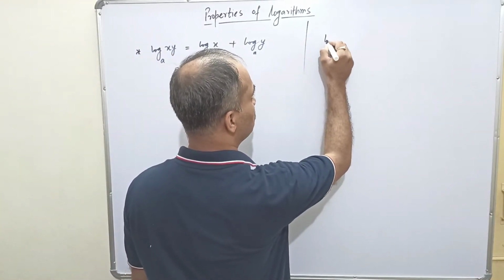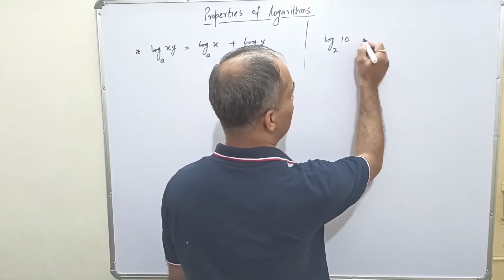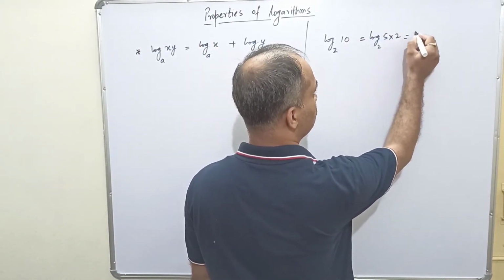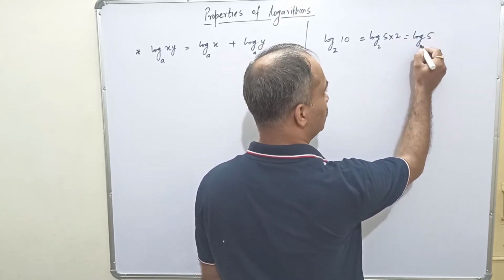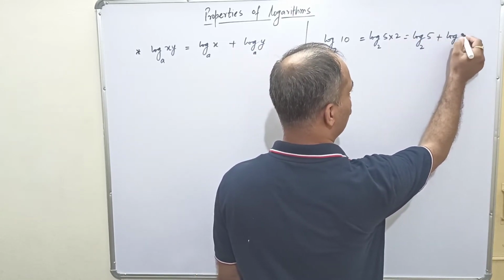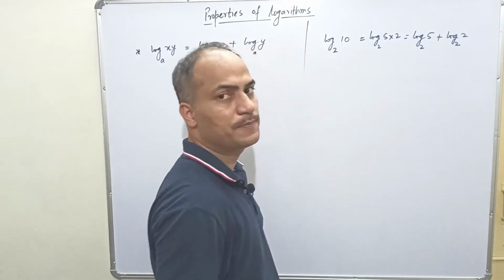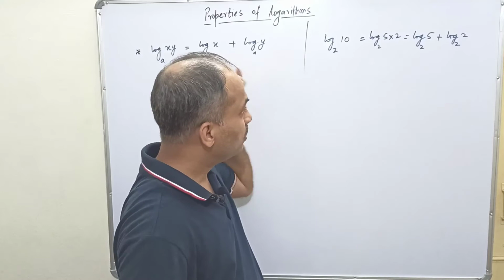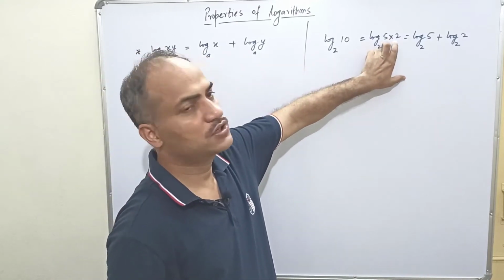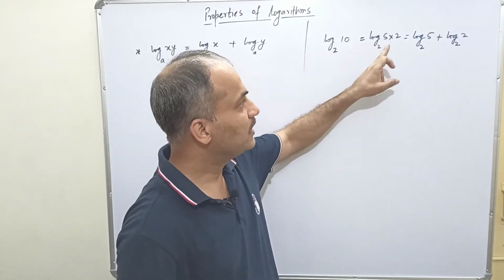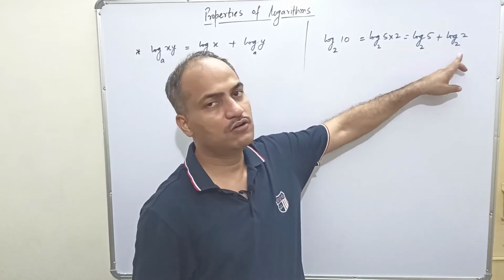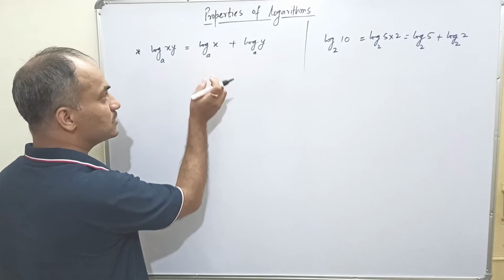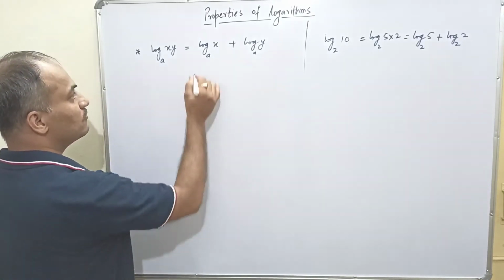Let us see some example of this. So we can write this value 10 as log of 5 into 2. This value can be written as log 5 to the base 2 plus log 2 to the base 2, and whatever simplification is there, further we can do. But according to this formula, if there is a product of values, then it can be written as the sum of logarithms of separate values.